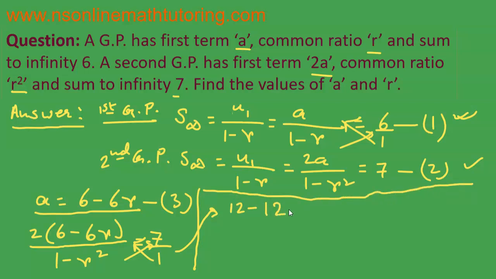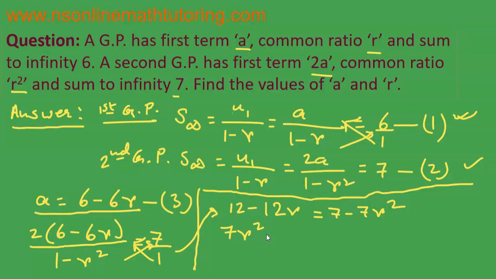12 minus 12R is equal to 7 minus 7R square. Okay. And this is a quadratic equation involving the variable R. So, we should be able to find the numerical value of R. I am taking all the terms to one side and making the other side equal to 0.